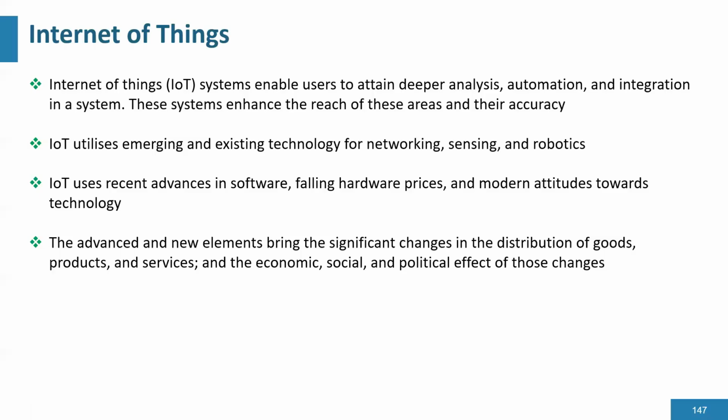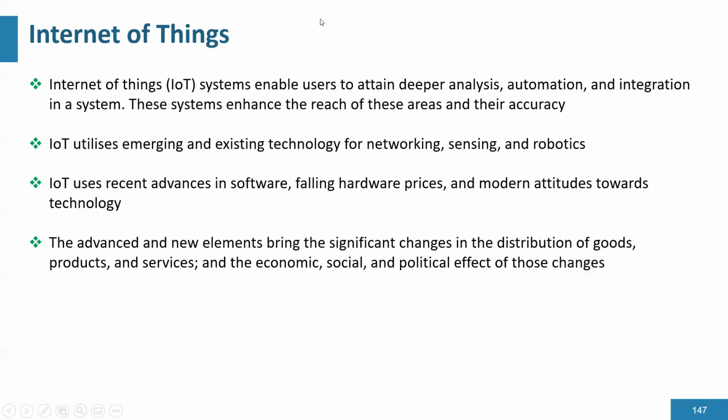IoT basically utilizes emerging and existing technology for networking, for sensing, and for robotics. IoT can also use recent advances in software because of the falling prices of hardware and the modern attitudes towards technology. Since hardware prices have drastically reduced in the last few years, the overall prices for IoT devices have also reduced and the overall demand has improved multifold.